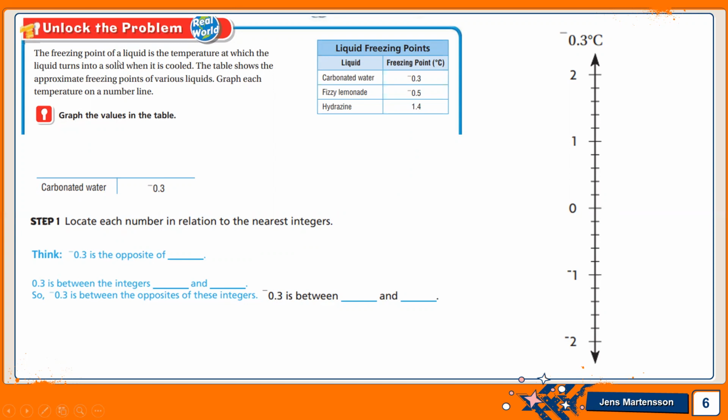The freezing point of a liquid is the temperature at which the liquid turns into a solid when it is cooled. The table.